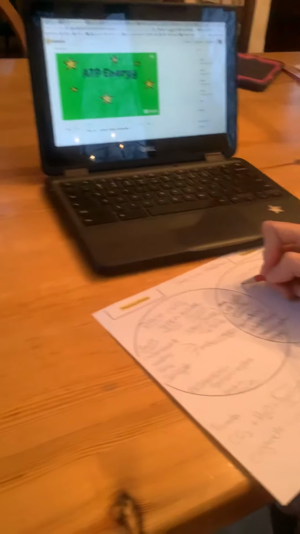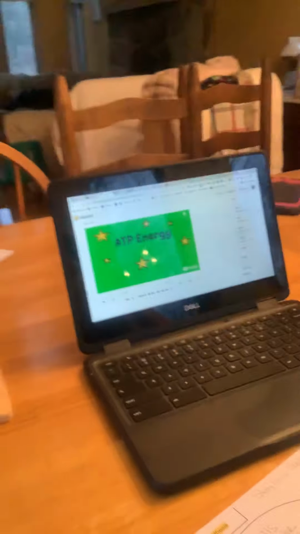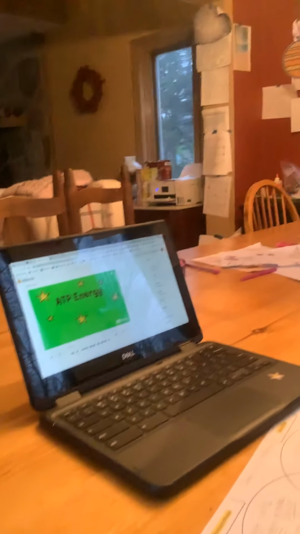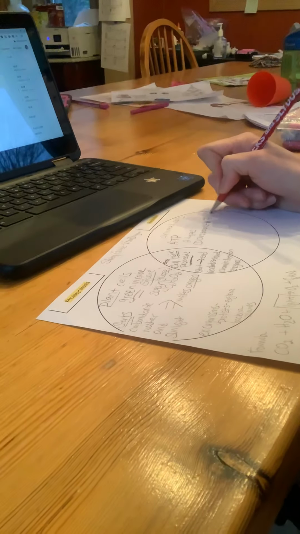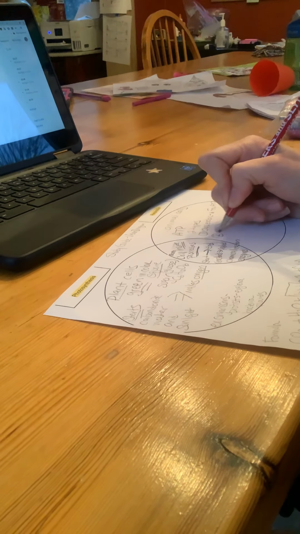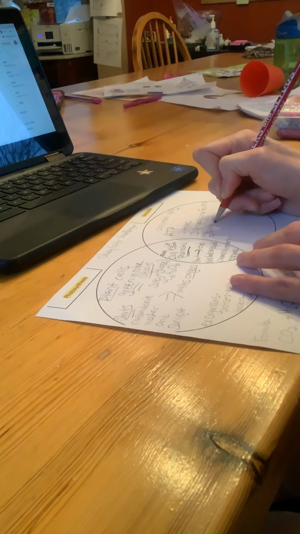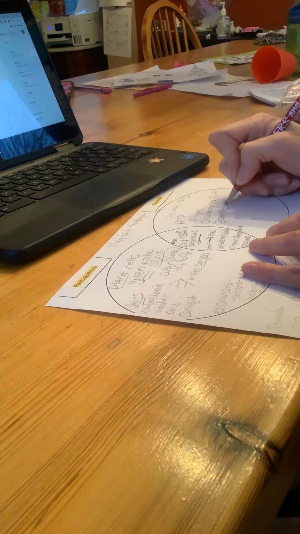So respiration makes ATP. Now we're going to talk about the different types of respiration. The first is anaerobic respiration, which makes a little energy, or few ATPs. And then the second one is aerobic respiration. Aerobic requires oxygen, and many ATP are made.